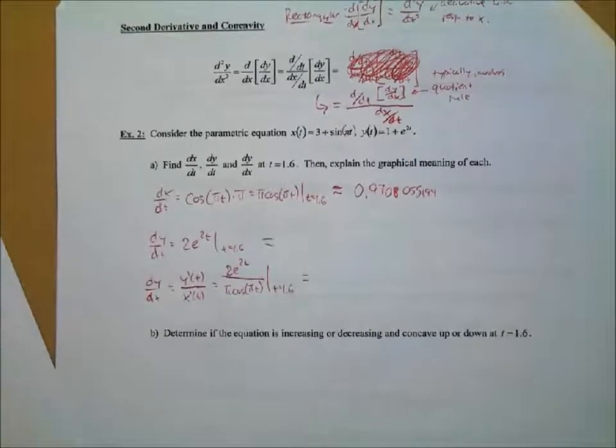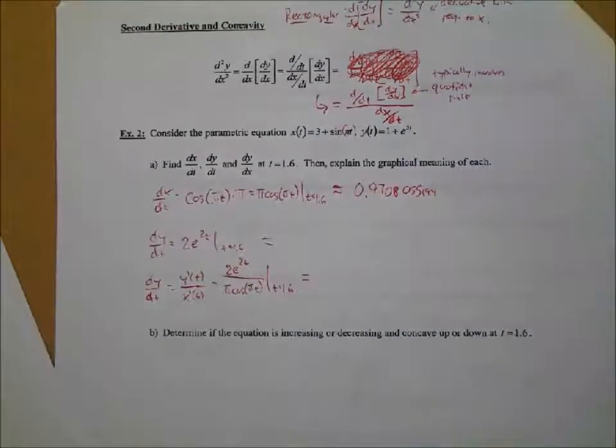Make sure we're in what? Radian mode now, because we're evaluating it with pi's and stuff like that, so we're going to assume that's in radian mode.